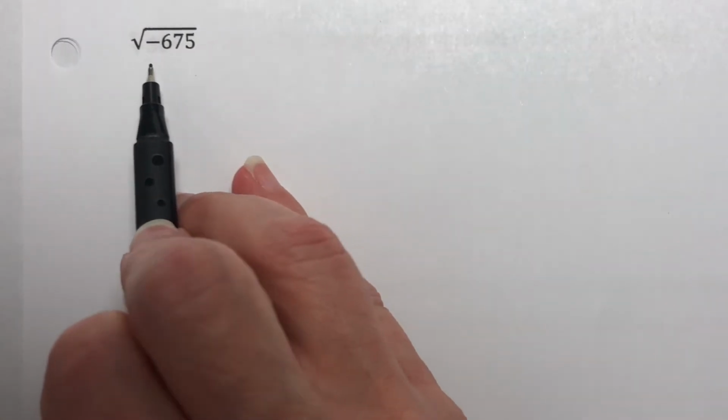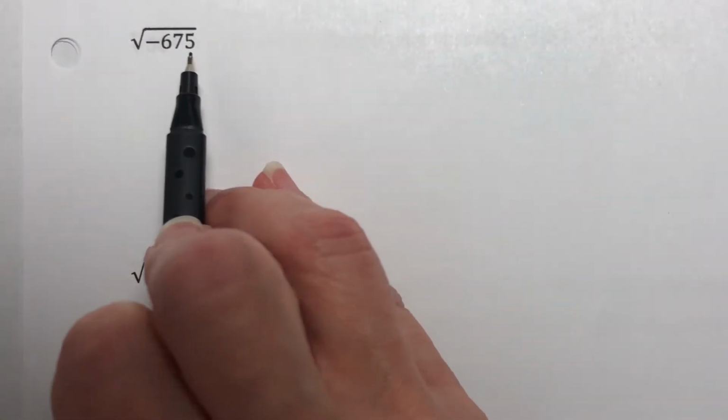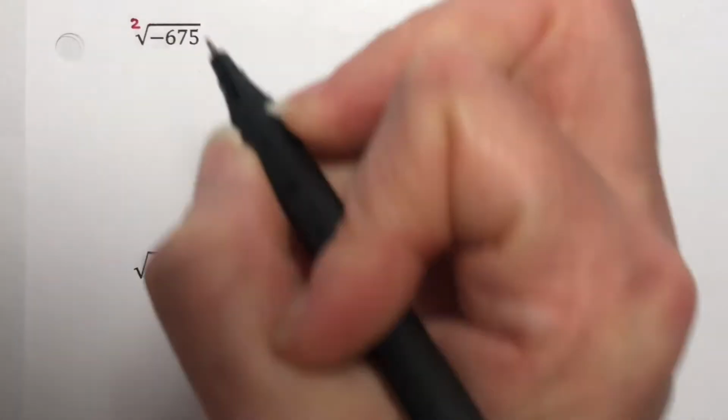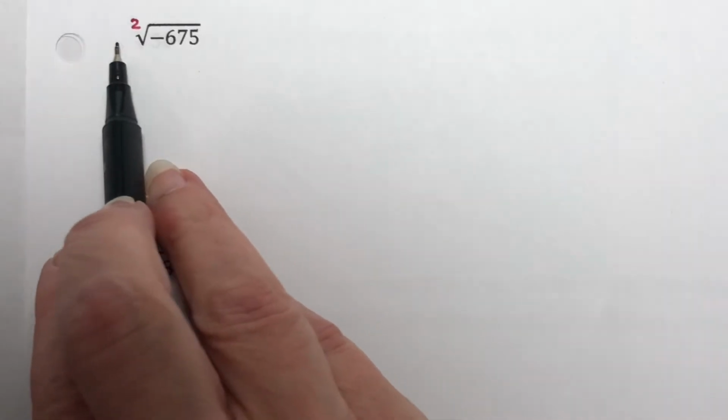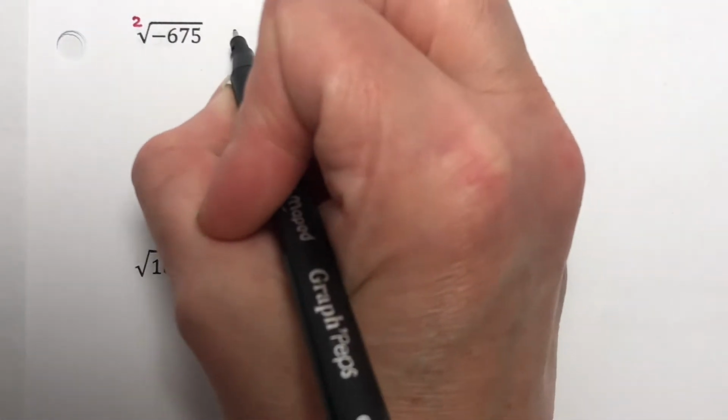This is part 3 of section 8.3. We're talking about simplifying radicals. Okay, so I want to simplify the square root of negative 675. Now, again, we will learn how to deal with square roots of negative numbers later, but remember this is an even index. Okay, and we are not allowed to have a negative on the inside of an even index. This is not a real number.